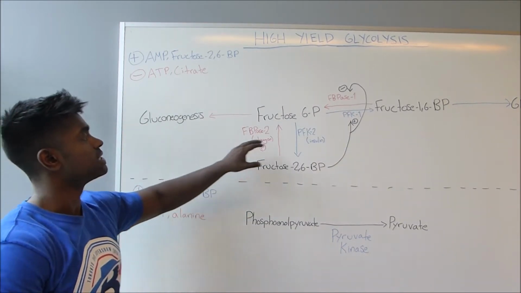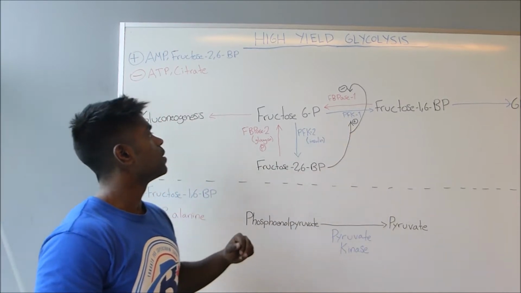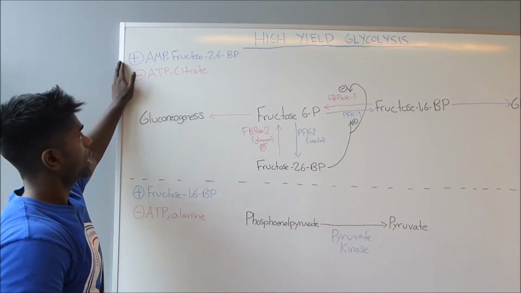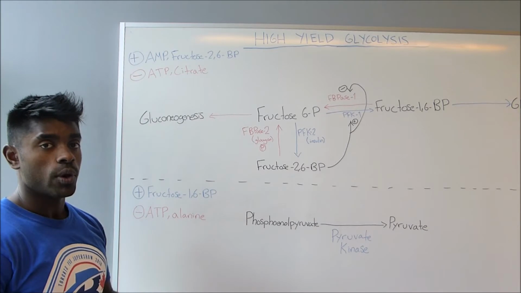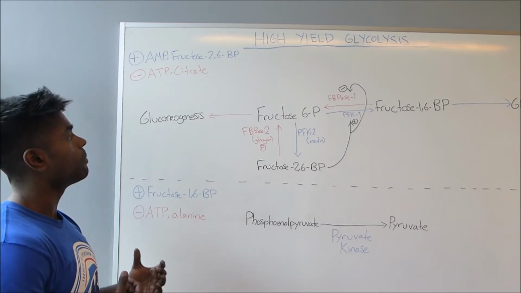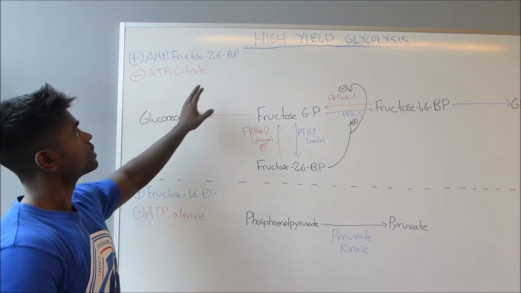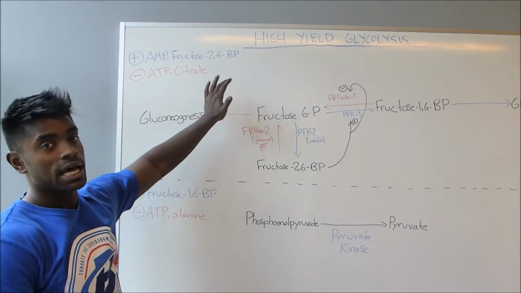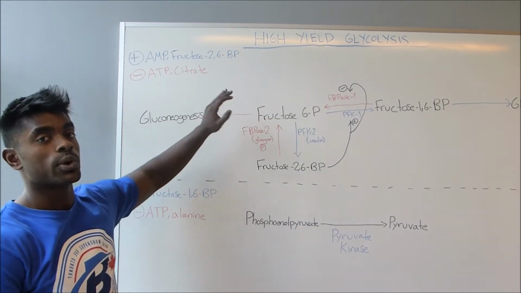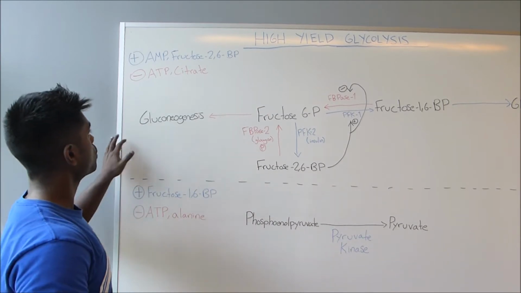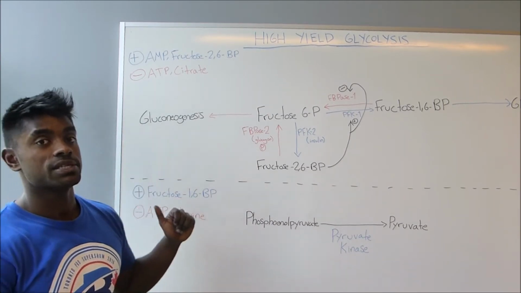Now, how exactly is this enzyme stimulated? Well, it's activated by AMP, which, as we know, means that there is a low amount of energy in the cell, and it's also stimulated by fructose 2,6-bisphosphate. Now, this concept is a little bit confusing, so we're going to come back to that. Now, it's also important to know how this enzyme is inhibited.